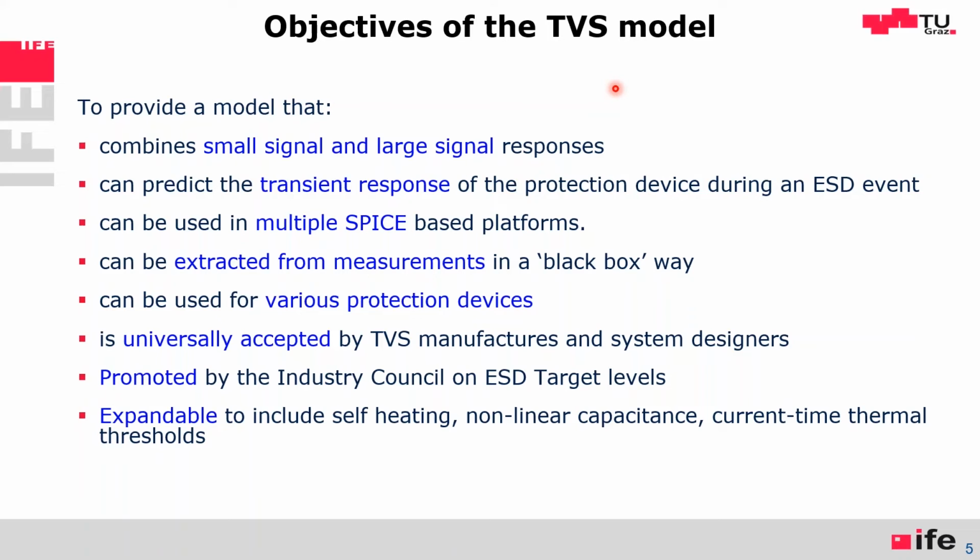Then models need to run on multiple SPICE platforms. We cannot just force everybody to use ADS, or something similar. It's better if they're written in basic Berkeley SPICE, and then they can run on every solver. Now, in most cases, we don't know what's in the TVS, so it has to just be done by measurement. There are just 2 measurements needed: VNA, vector network analyzer, and very fast TLP.